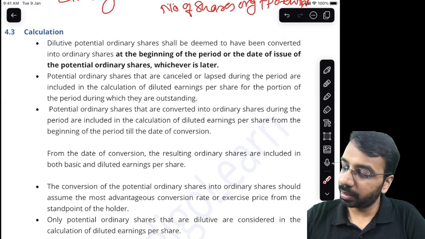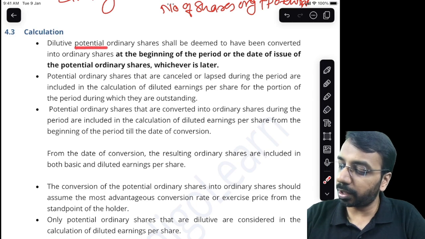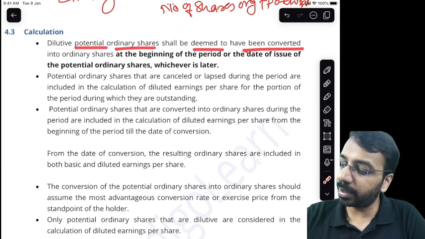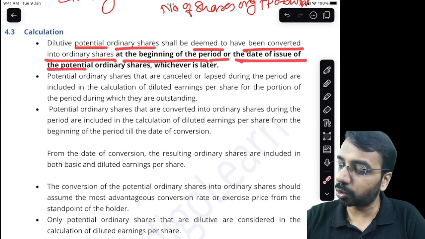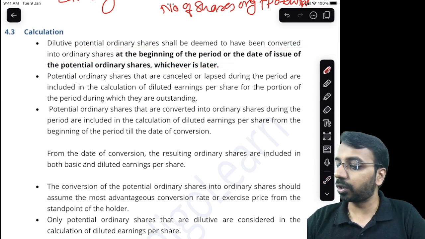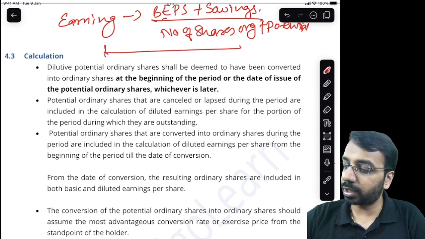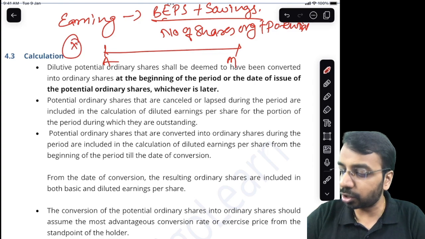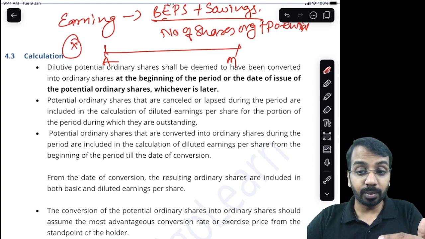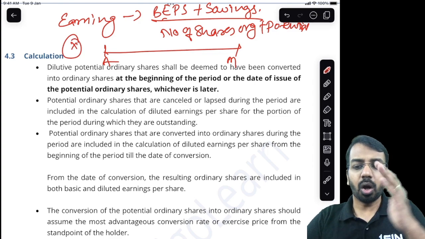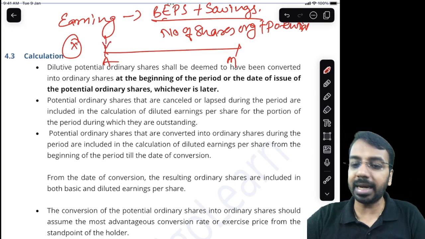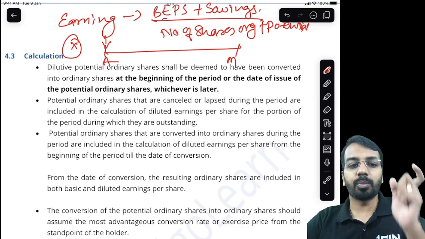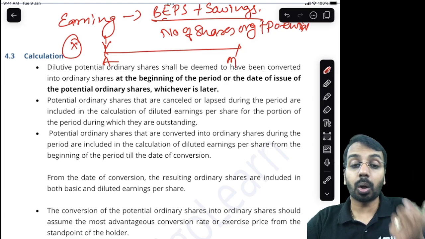Now here, dilutive potential ordinary shares are deemed to have been converted into ordinary shares at the beginning of the period or the date of issue, whichever is later. So when we talk about weights, you have to take this timeline. Let us say this is April and this is March. If there is something which is issued prior to this, convertible debentures issued prior to April, or anything issued before the beginning of the year, you will assume that on this date they will become your ordinary shares.